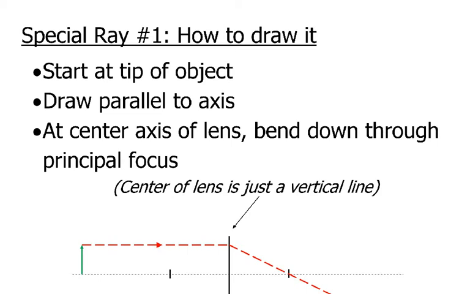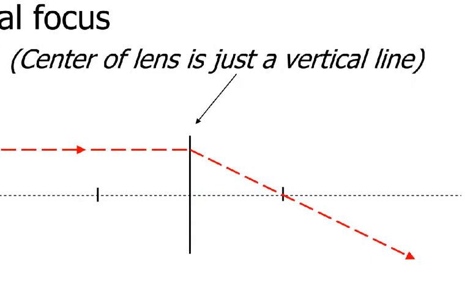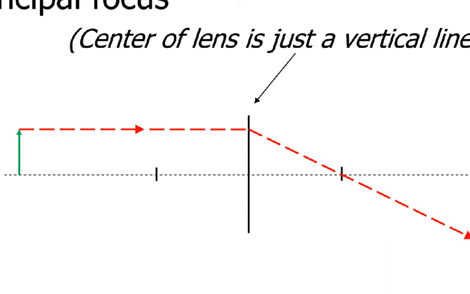Special ray number one. How do you draw it? Well, here's the rules. Here's the stepwise process. One, start at the tip of the object, right there. Draw a ray parallel to the axis, the principal axis. At the central vertical axis of the lens, the ray will bend down through the principal focus. As I noted here, the center of the lens is just a vertical line. It is not an actual lens that we draw in. We just draw the center of it and we ignore the rest of the actual glass when we're doing problems like this.